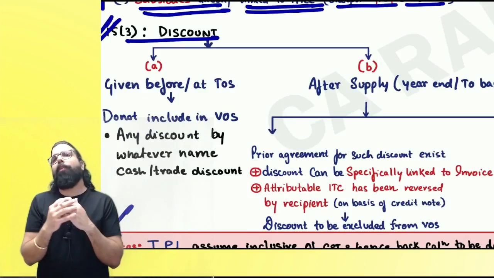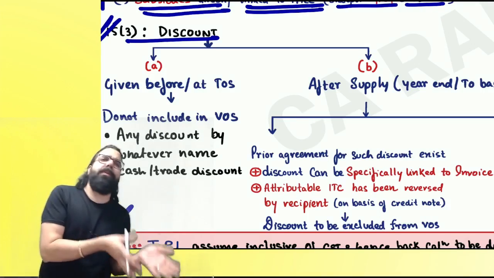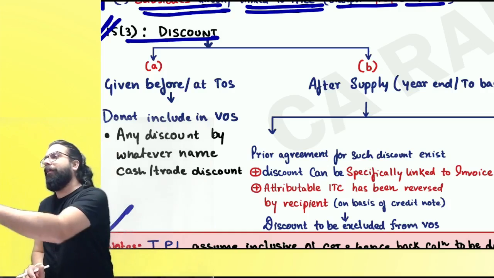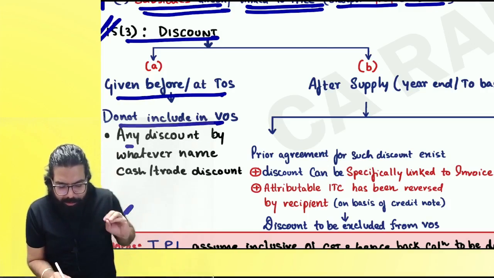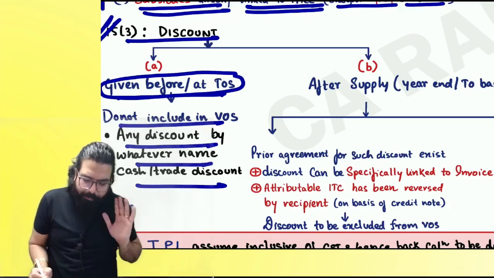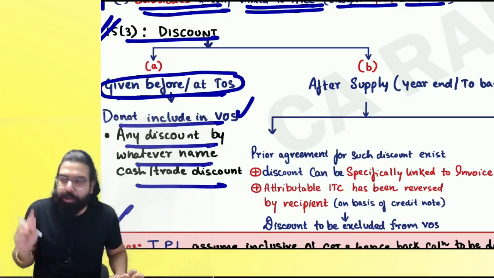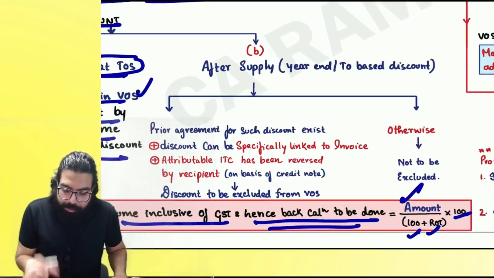Discount. You went to a showroom and bought a jeans pant. They gave you a discount at the time of supply or before supplying you. Any discount given is always to be excluded. Remember, any discount given by any name is always to be excluded if it is given before or at the time of supply. Do not include that discount in your value of supply.